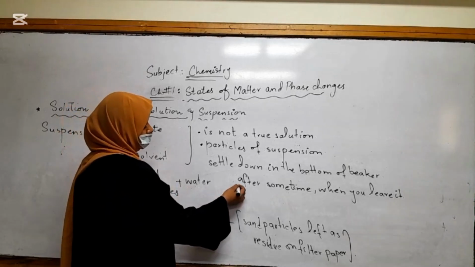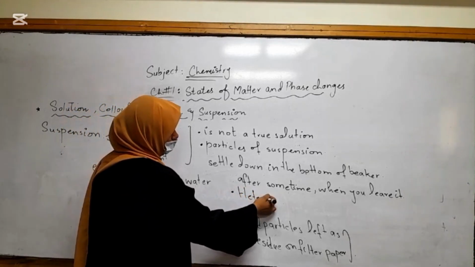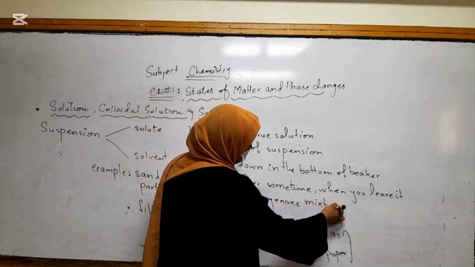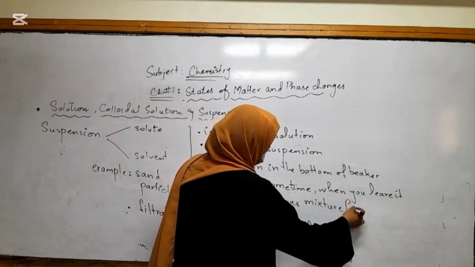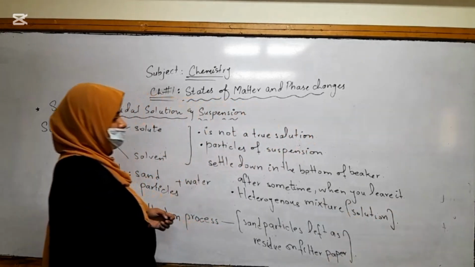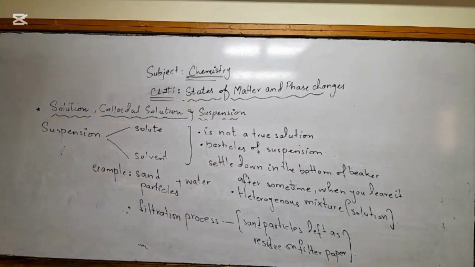So this is a heterogeneous mixture, which is not called a true solution, and is also called a heterogeneous solution. Understand? So this is the second type of solution, in which we read about the suspension.